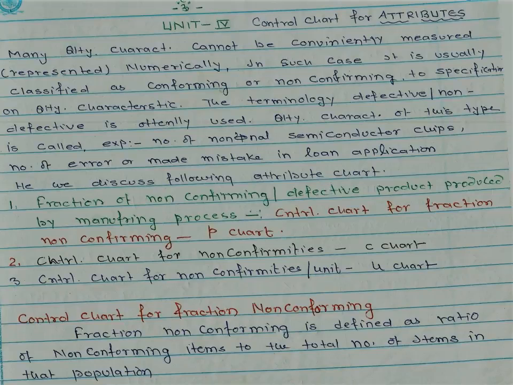So we start with the control chart for fraction non-conforming. Here we have to calculate the fraction non-conforming in a population. The fraction non-conforming is defined as the ratio of non-conforming items to the total number of items in that population.